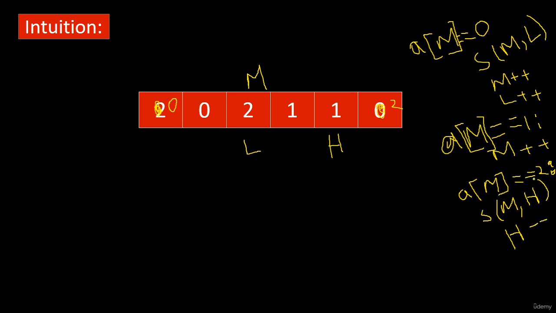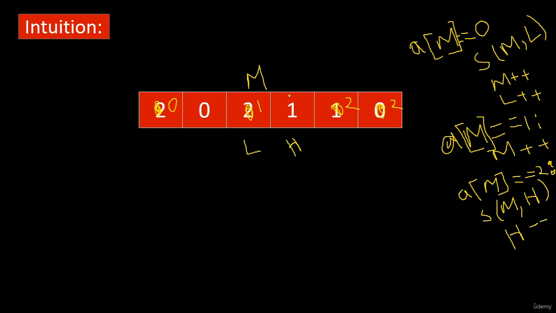Does the middle pointer point to the element 2? Yes. So we're going to swap the value at high and the value at middle pointer. So let's swap 2 and 1. So 1 moves here and 2 moves here. And then we're going to move the high pointer to the left. High will point to this element.